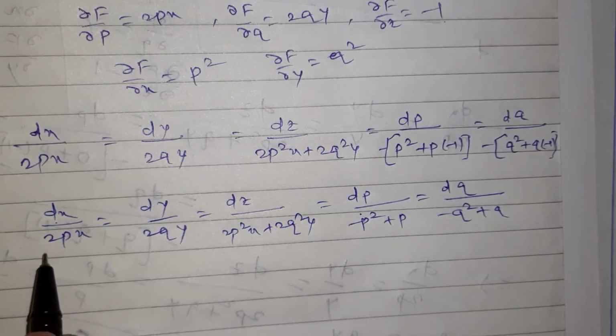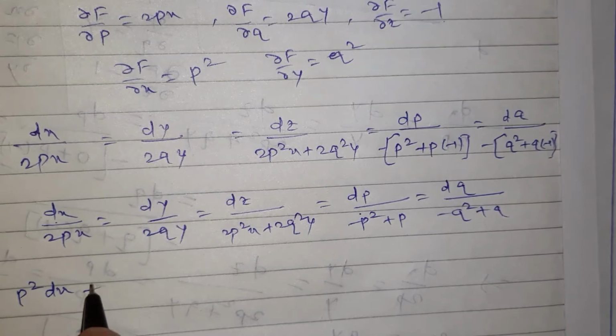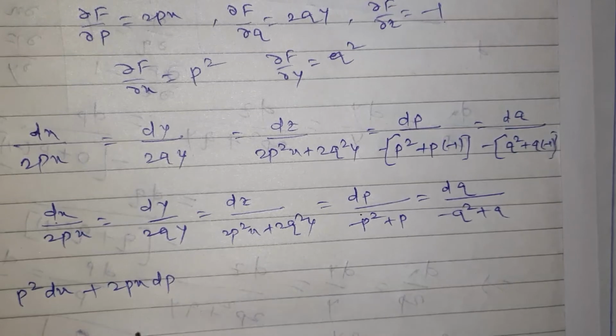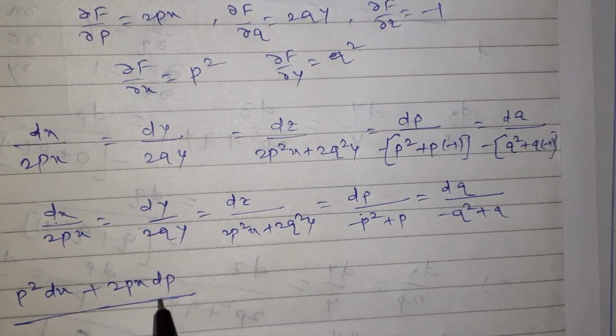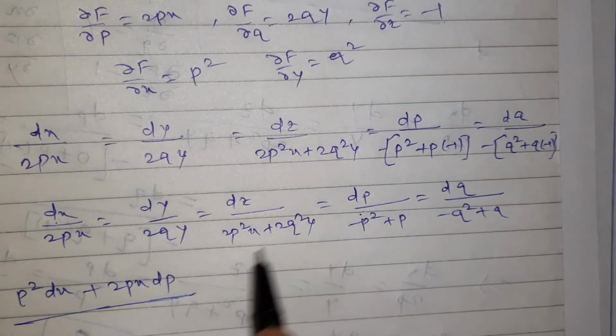See here, 2px is there. 2p is the derivative of p square. So I multiply this here by p square. So p square dx, I consider p square dx plus 2px dp. See, I made one group here. Just like our grouping method, sometimes we have to create one group adjusting the derivative at the denominator. So in that way, I multiply this by p square, and for this dp, I multiply by 2px.